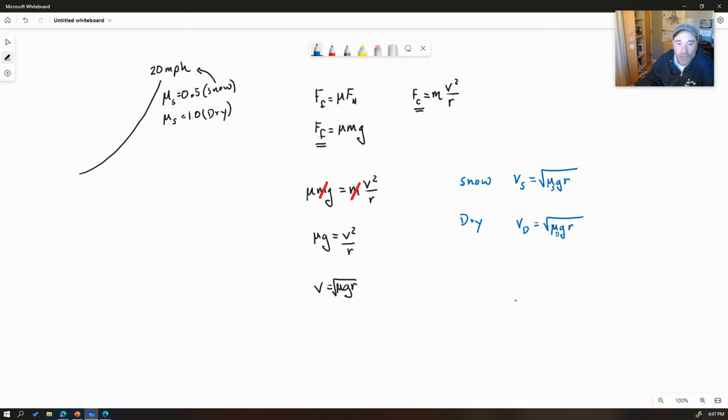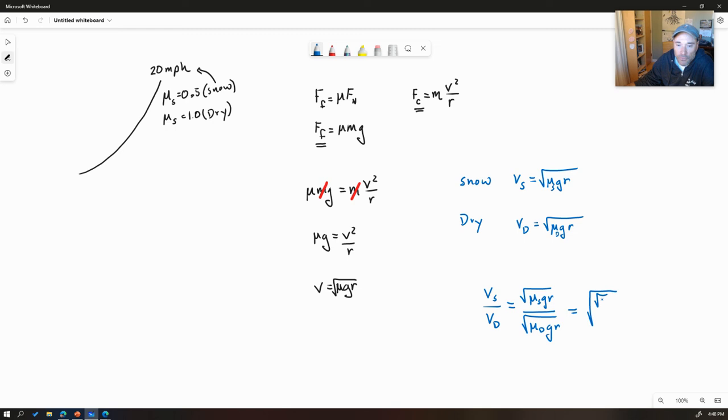and this is the one for the dry. If I was to set this up in a ratio of these two things, where the velocity of snowy is on top and the velocity of dry is on the bottom, I'm going to do that here with the square root of mu_s g r, that's for snowy, and the square root of mu_d g r for dry. And if I recognize this, I have a square root of gr on the top and a square root of gr on the bottom here. Turns out that I can actually cancel these two things out, which means that I can get this as just a ratio of the two coefficients.